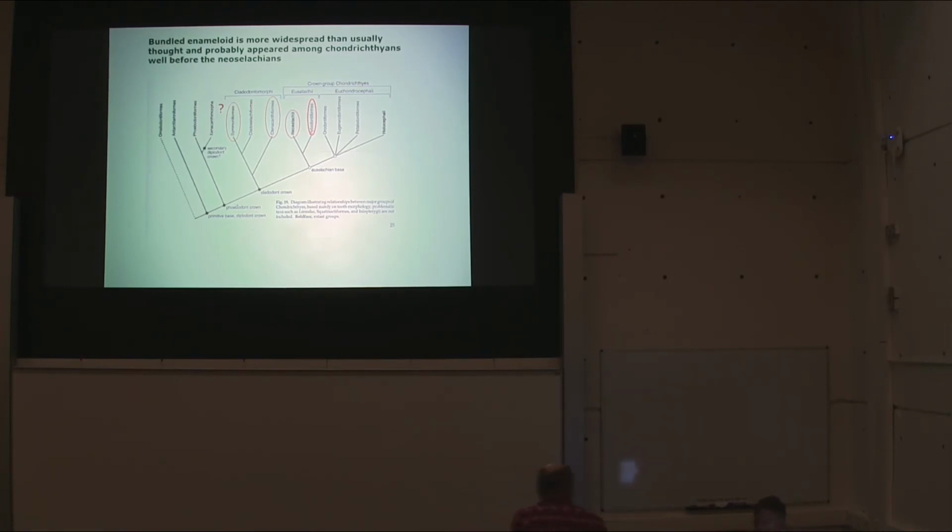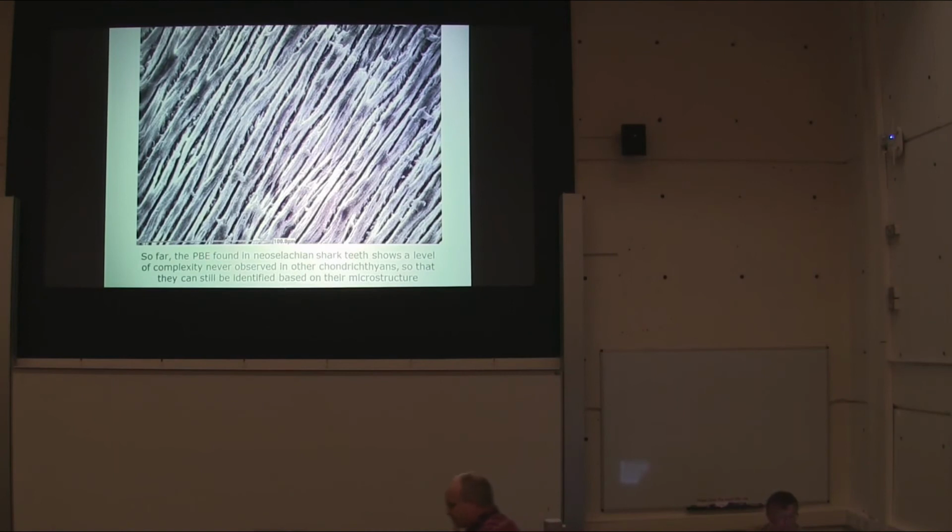But I'm not saying that we cannot recognize Neoselachian sharks based on the microstructure of the enameloid, because the Neoselachian microstructure is still very, very special. I mean, you can see that you have this bundled parallel enameloid with very, very tightly set bundles parallel to the axis of the tooth, and in between you can see that you have a set of radial bundles that so far we did not find in any other sharks.